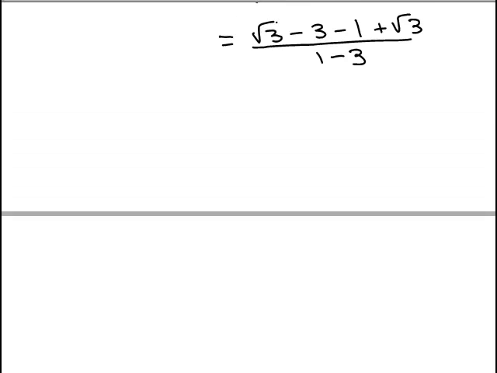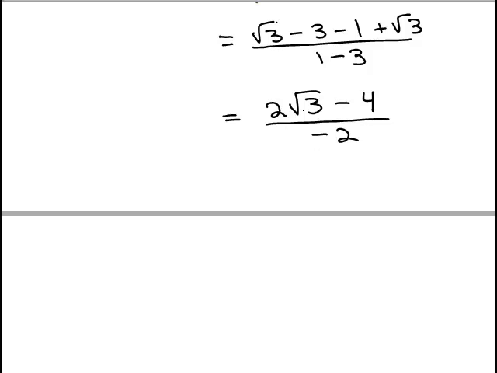All right, so we're still going here. We want to combine like terms in the numerator. Square root of 3 plus square root of 3 is 2 square roots of 3, minus 4, over a negative 2. And it's usually not good form to leave a negative in the denominator, by the way. So how are we going to deal with this?